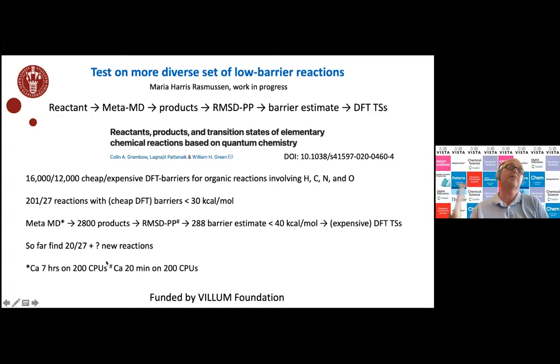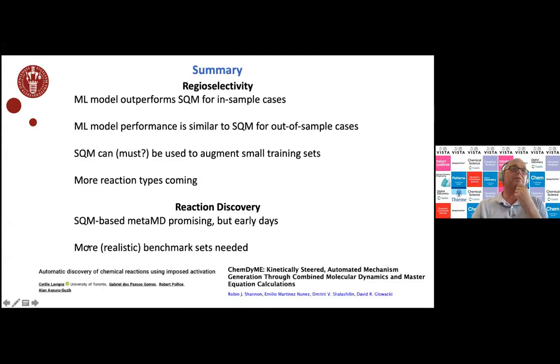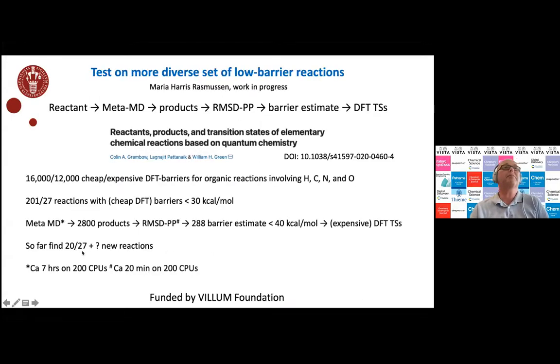This is work in progress. So far, we've found 20 of the 27. What we're looking into now is whether we have to tweak some of these hyperparameters to get the other reactions, or whether something else went wrong. We also have to check, because we found many more products than 27. So are we also finding new reactions with comparably low barriers that the approach used by Grambow and co-workers missed?